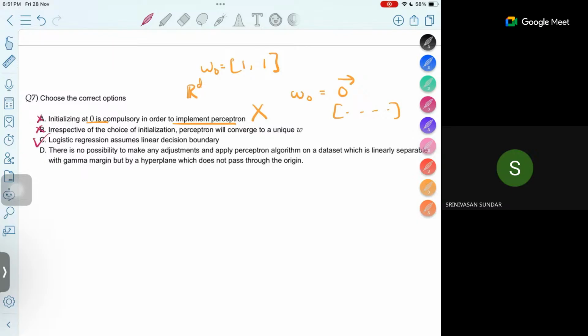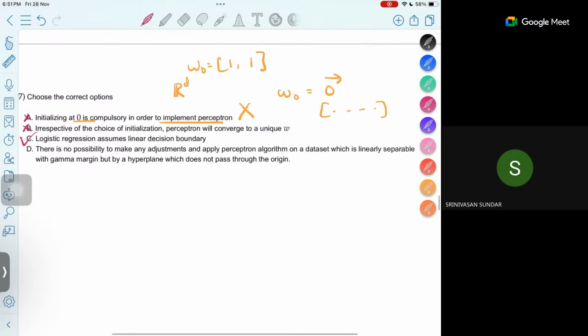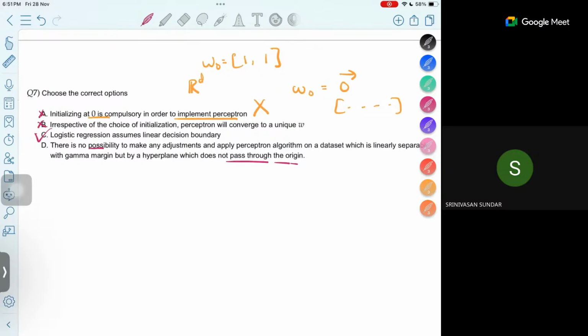And there is no possibility to make any adjustments and apply perceptron on a data set which is linearly separable with gamma margin, but by a hyperplane which does not pass through the origin. This is false. So yesterday in the TA session we were discussing AND gates, XOR gates, and all that. You can refer to that video also to understand how you can introduce a bias term to ensure that the linear separation boundary does not pass through the origin.